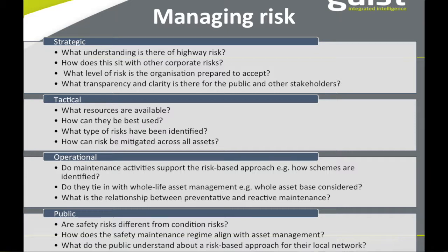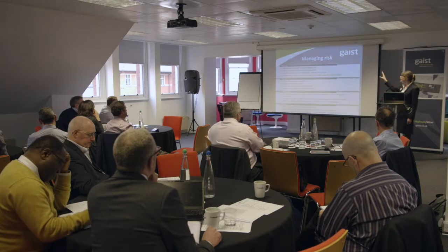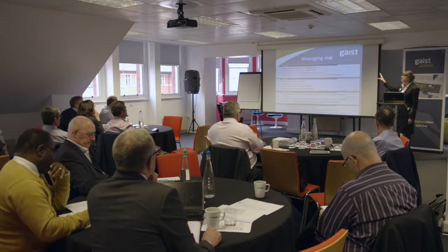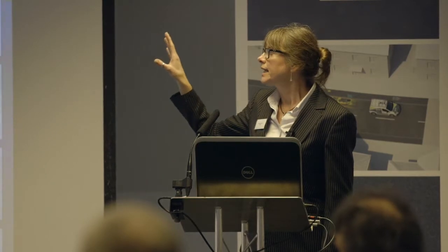And the codes of practice and the asset management guidance talk about risks at different levels of the authority. One of the primary ones there is at the strategic level: what understanding is there of highway risk? And this may well differ from organisation to organisation. Members might understand, for example, what the public say, they might understand about potholes. Do they understand really all the nuances of highway risk, the skid resistance or the longer term deterioration? And how does that sit with other corporate risks?